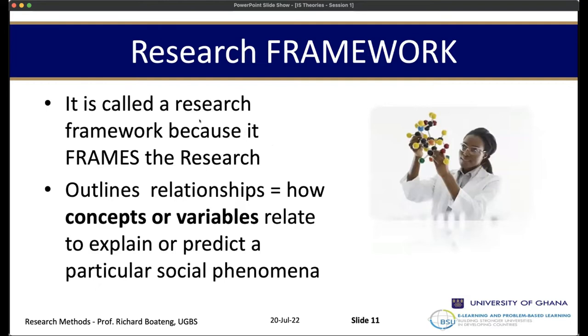So we call it a research framework because it frames the research. What does it do? Framing the research means that it outlines the variables and their relationships in order to explain, predict, or describe a social phenomenon.